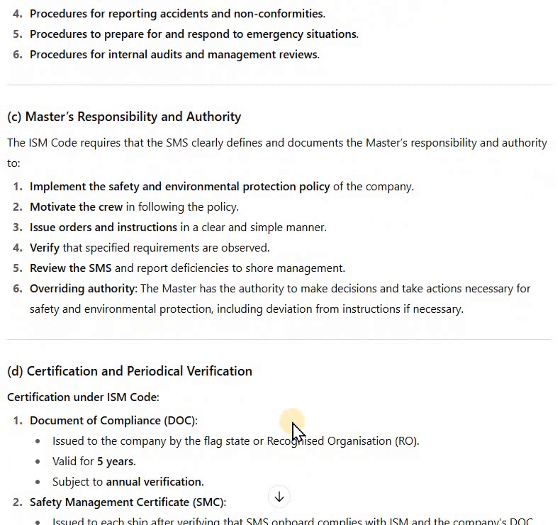Master's responsibility and authority: implement the safety and environmental protection policy, motivate the crew, issue orders and instructions, verify that the specified requirements are observed, review the SMS and report deficiencies to the shore management. Overriding authority: the master has the overriding authority to make decisions and take necessary actions for safety and environmental protection, including deviation from instructions if necessary.